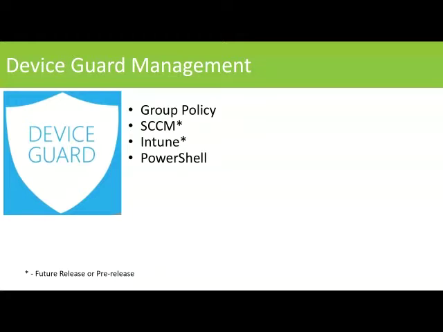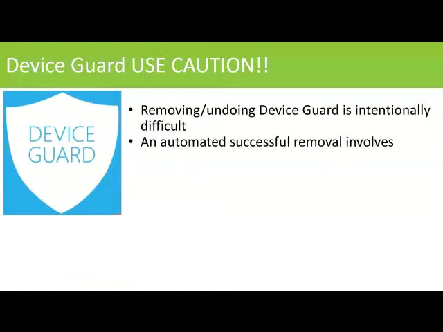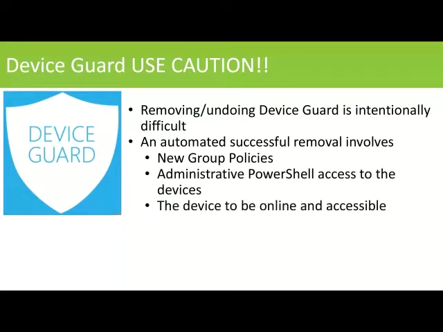And then PowerShell. PowerShell has a couple of cmdlets around it. The problem with it is that it is still very difficult to undo. And so again, if I haven't painted the picture, removing and undoing Device Guard is intentionally difficult. Microsoft put it that way on purpose. In fact, if you go read the documentation, I believe I lifted it verbatim: it is intentionally difficult to undo, right? An automated successful removal involves new group policies, administrative PowerShell access to the devices, the device must be online and accessible, and some additional registry keys that you're not going to necessarily push through group policy unless you use some custom extensions.